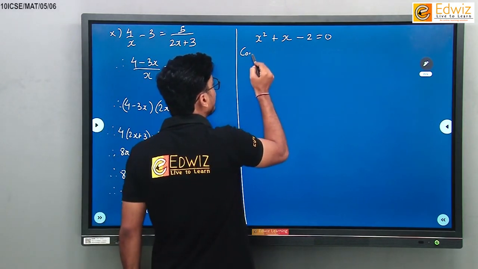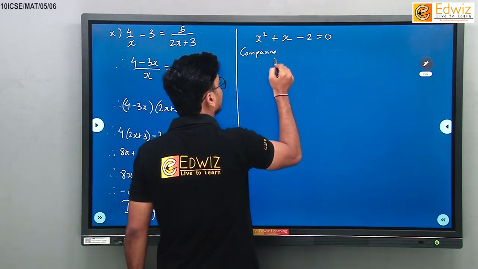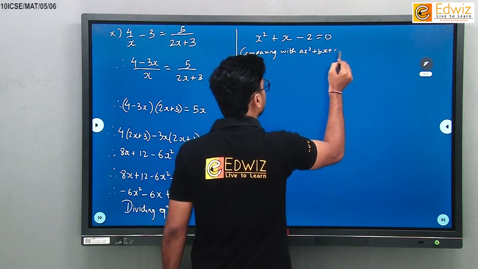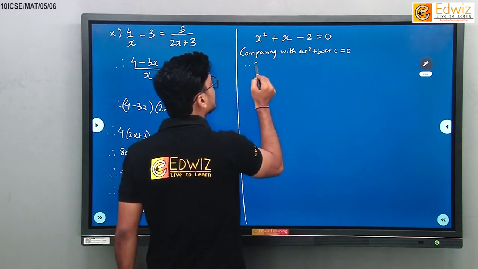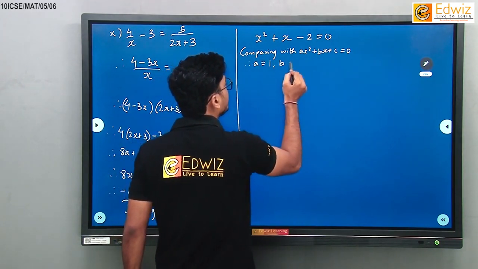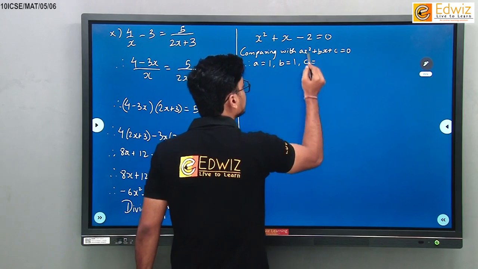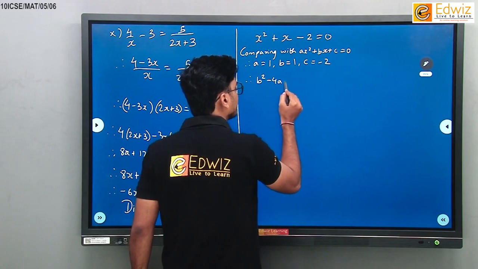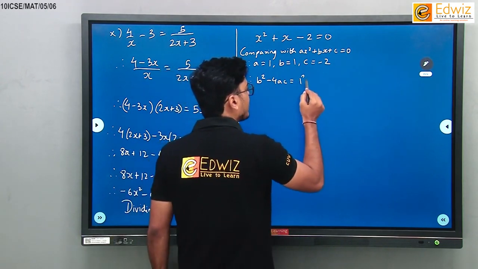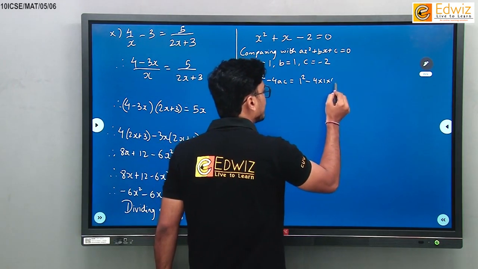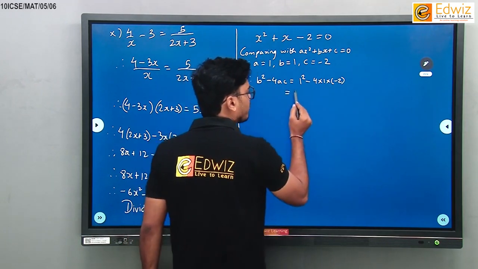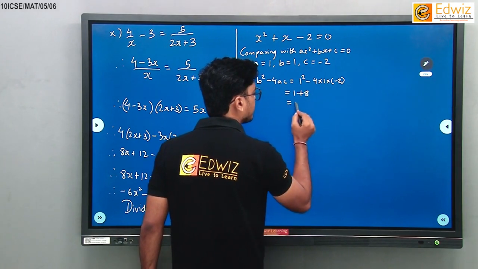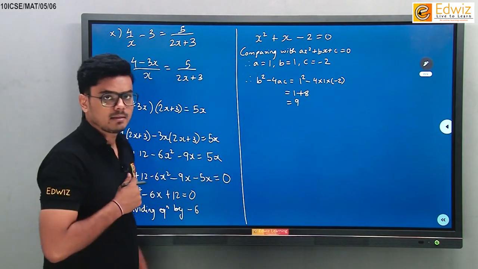First step kya hai? Compare with the standard form. Comparing with ax square plus bx plus c equal to 0. So you can see here a is 1, b is again 1, c is minus 2. Okay. So what is b square minus 4ac? B square minus 4ac is 1 square minus 4 into 1 into minus 2. Correct? So 1 minus minus will become plus, 4 2s are 8. B square minus 4ac is 9.